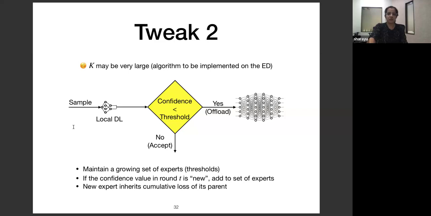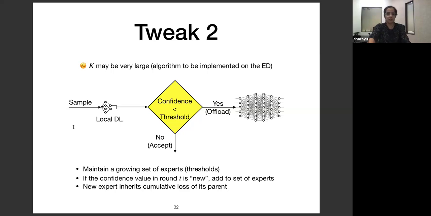What we do is, if the confidence value we see in a particular round is new, that is, it is a value that we haven't seen so far, we add a new expert with that confidence value. And this new expert inherits the cumulative loss of its parent up to that round. And its evolution beyond that point decouples from its parent.